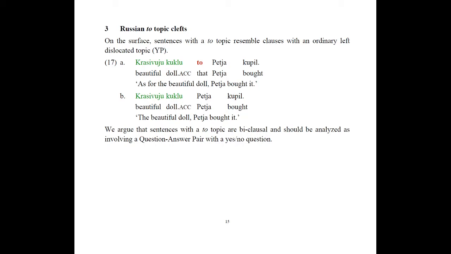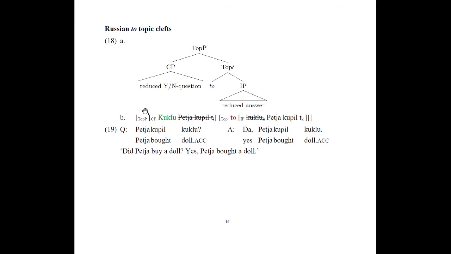This analysis is actually very popular for Russian. However, we argue that this analysis is incorrect for tautopic constructions, and we suggest instead that these sentences are biclausal and should be analyzed as involving a question-answer pair with a yes-no question. So this is the structure that we propose for them. Again, we have this top P, we have the question CP in the specifier position, and this time it is a reduced yes-no question. And we have the answer IP in the complement position. The two are connected by this relator, which manifests itself as the to demonstrative, the distal demonstrative.